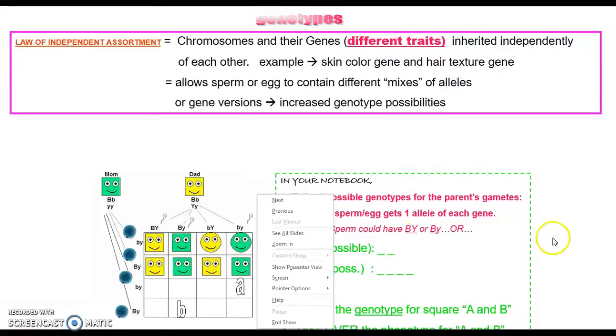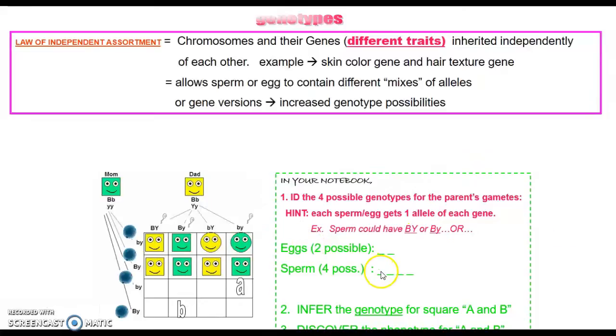And remember, you're answering this in your notebook. So in your notebook, you got to come up with the 4 possibilities for the sperm also. And it says sperm could have dominant B, dominant Y, dominant B, recessive Y, or recessive B, dominant Y, or both recessive B, recessive Y. And those are the 4 genotypes possible for the sperm, and these are the 2 possibilities for the eggs.